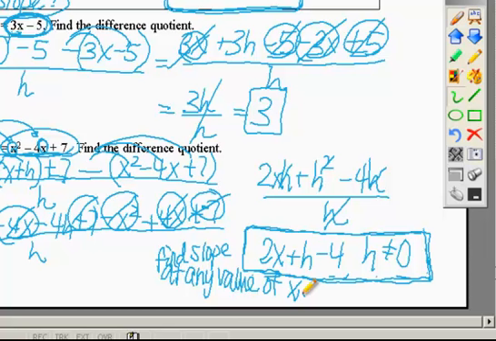The difference quotient is one of the harder things in this chapter. Please understand that we will do this again in class, and we will be spending quite a lot of time on this.